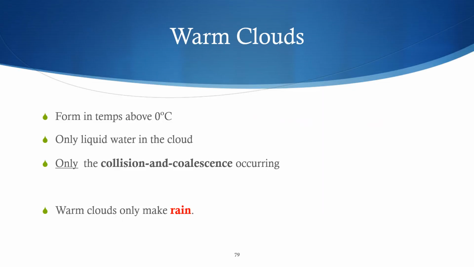Warm clouds are liquid clouds. Warm clouds are those in which the precipitation is forming in temperatures above 0 degrees Celsius, so warmer than the freezing point. There's only liquid water in the cloud, and only the collision coalescence process is occurring. That's the only thing that's going on. Therefore, warm clouds make only rain.